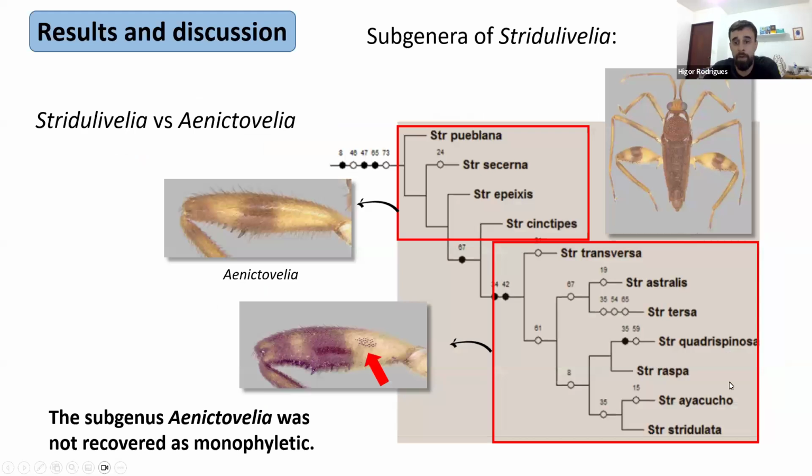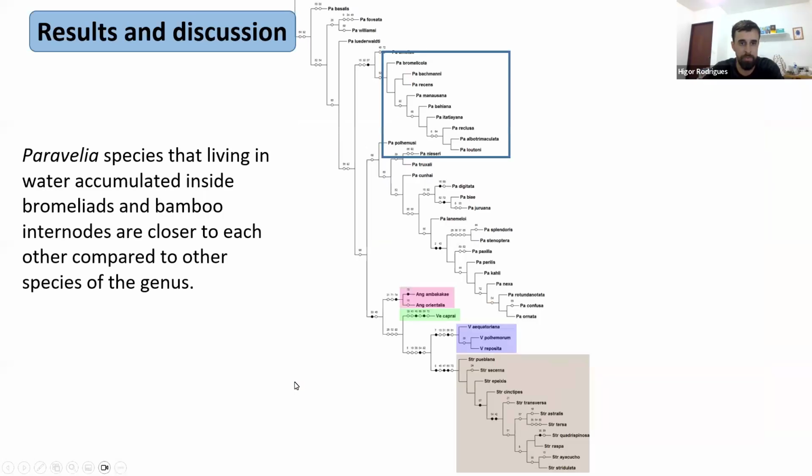Another clade involves the genus Stridulivelia, a genus recovered as monophyletic. However, the subgenera probably do not form natural groups, since the subgenus Zenicotvelia was not recovered as monophyletic. Currently, these two subgenera are differentiated only by the presence or absence of stridulatory areas in the hind femur and on the lateral margin of the abdomen. So probably the subgenus Anectovelia is not a monophyletic subgenus.